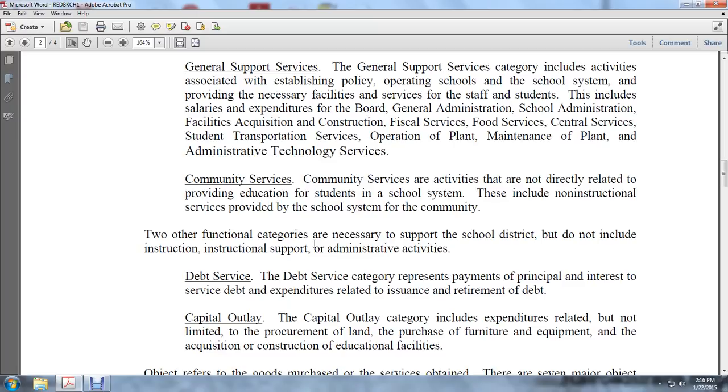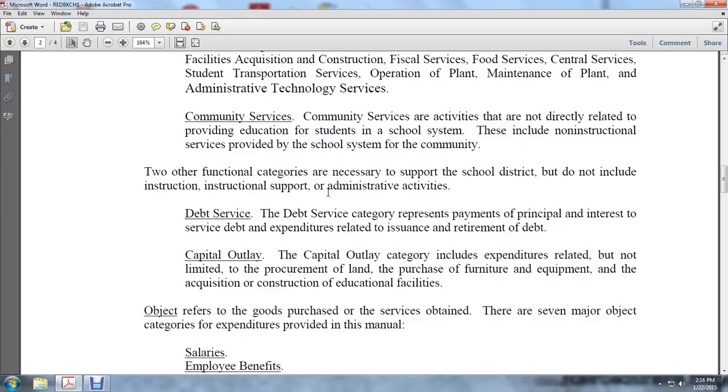Debt service. This category represents the payment of principal and interest, and expenditures related to the issuance and retirement of debt. Capital outlay. Capital outlay includes expenditures related to, but not limited to, the procurement of land, the purchase of furniture and equipment, and the acquisition or construction of educational facilities.